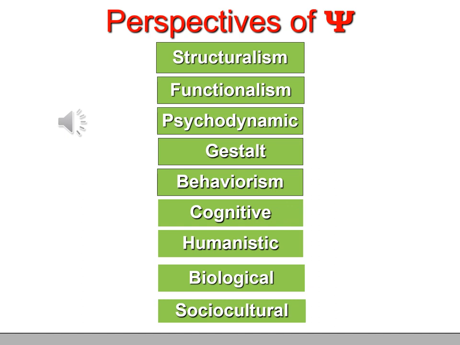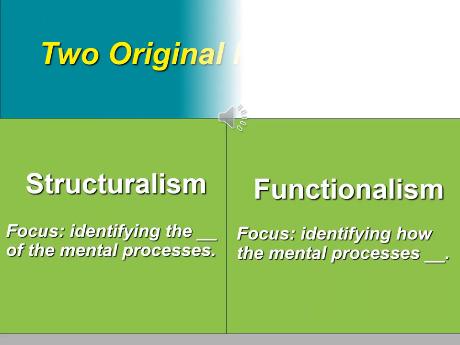Now let's consider the perspectives, or sometimes they're called the approaches, of psychology. This list is more or less in chronological order, but with quite a few, there's substantial overlap. So you're already ready to go to the next slide, and we'll consider the first two approaches to psychology, structuralism and functionalism.